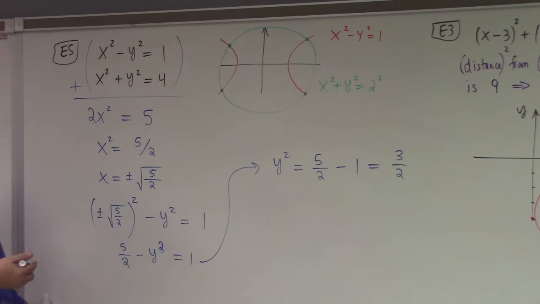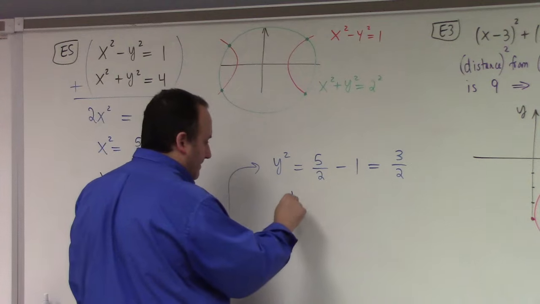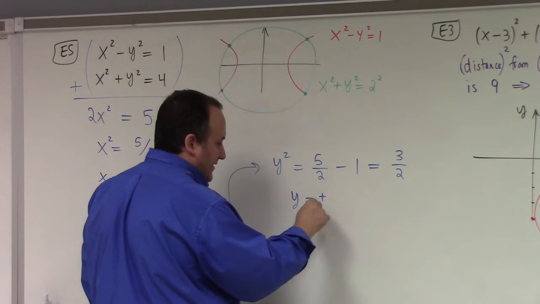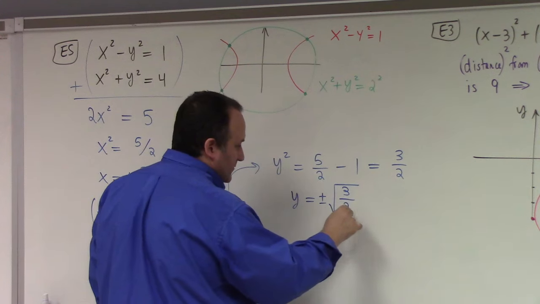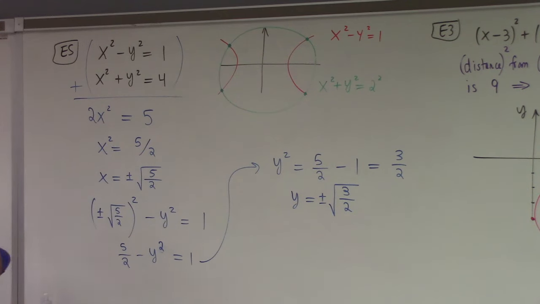So what's y equal to? Plus or minus the square root of what? Well, 3 over 2, using the square root property to solve y squared equals 3 halves. Now, notice that the plus and the minus here, they're not logically connected. They could either be both pluses, both minuses, 1 plus 1 minus, 1 minus 1 plus. They're all allowed solutions here. That's why we get 4 points.